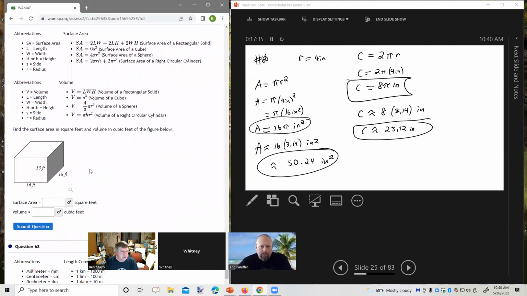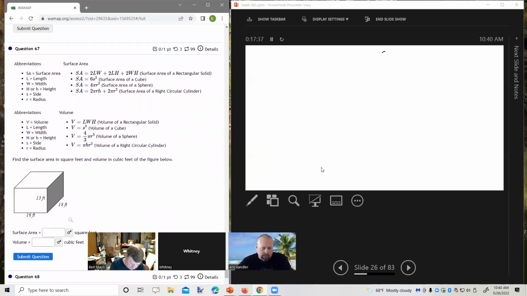All right, let's go on to 67. Find the surface area in square feet and volume in cubic feet of the figure below. So this is like a block of wood or maybe like a shoebox with a lid on. It's not a perfect cube. It doesn't have the same dimensions for length, width, and height, okay?